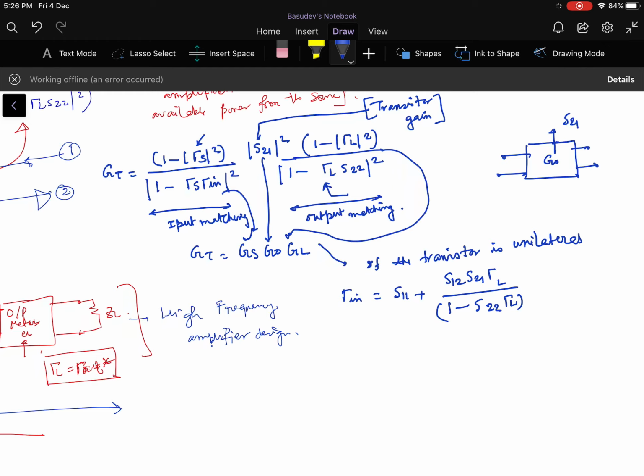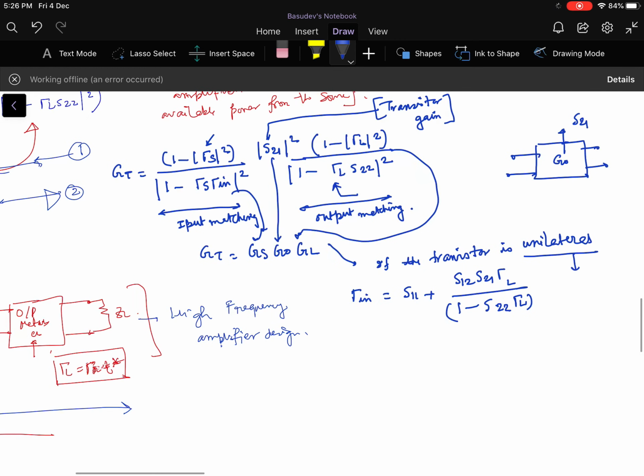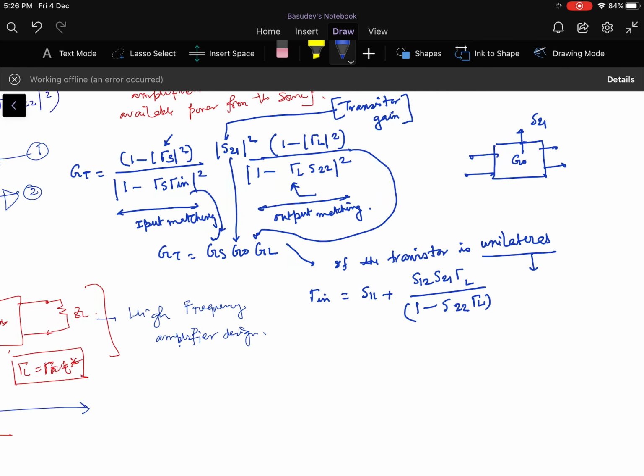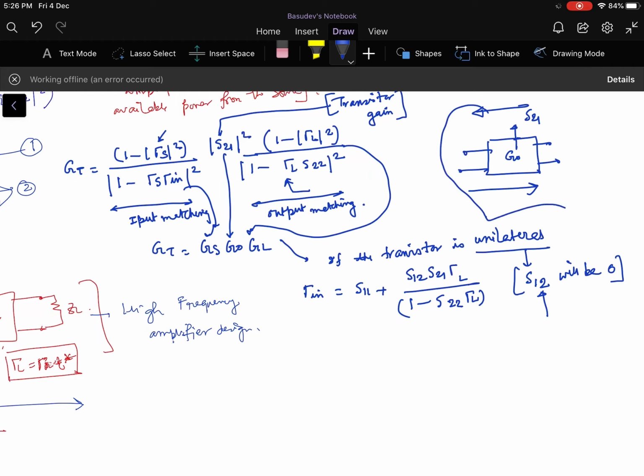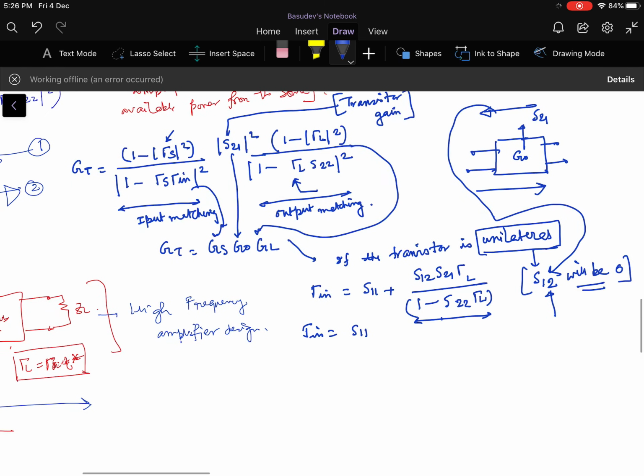This G naught is nothing but S21. We can call the transistor unilateral if S12 is 0, because port 2 you are feeding and port 1 you are expecting power. This is the forward propagation energy, and this is the backward propagation energy. The backward propagation energy, termed S12, will be 0 and the transistor is called unilateral. So if I put S12 as 0, my tau in will be only S11, because this whole factor will be 0.